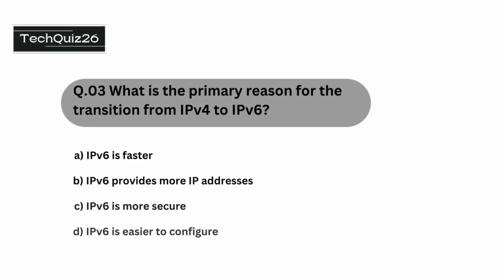Question number 3 is, what is the primary reason for the transition from IPv4 to IPv6? The options are IPv6 is faster, IPv6 provides more IP addresses, IPv6 is more secure, IPv6 is easier to configure. The correct option is IPv6 provides more IP addresses.